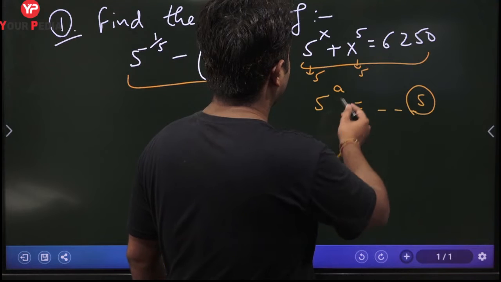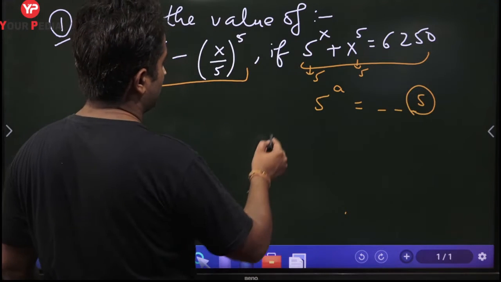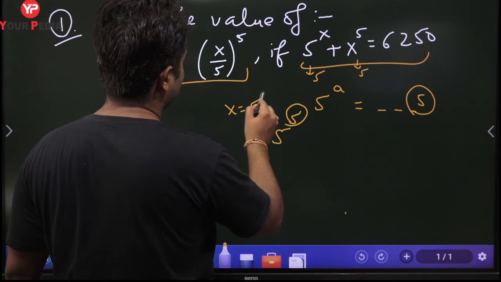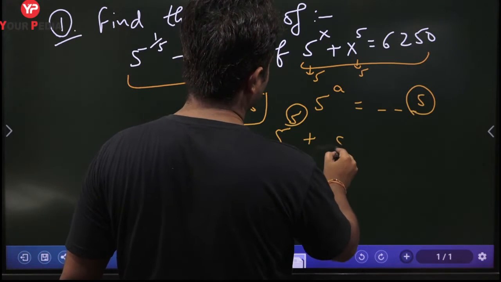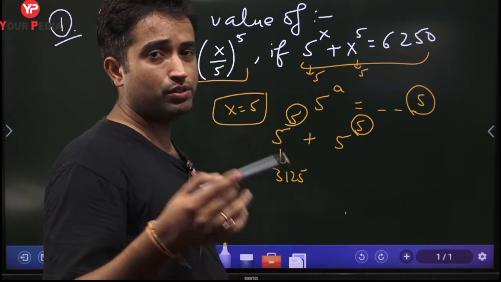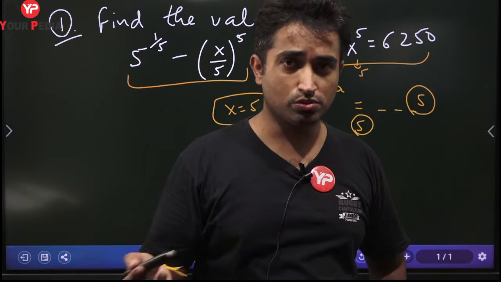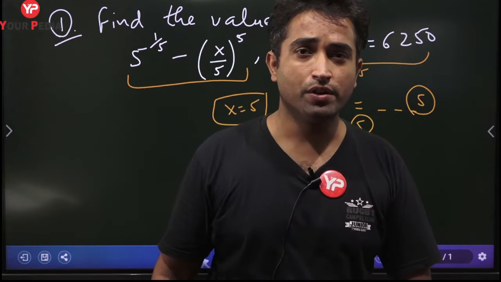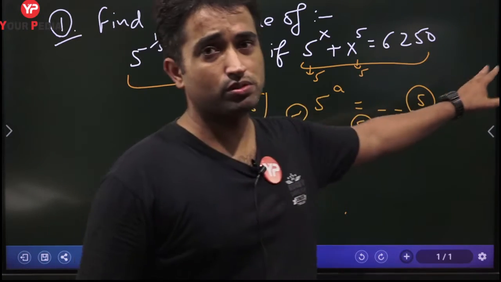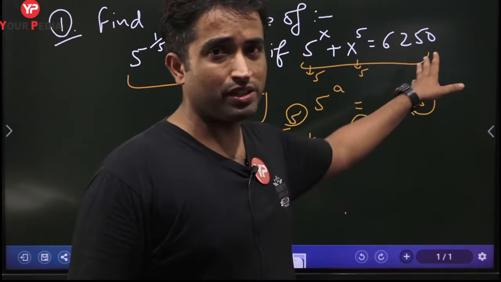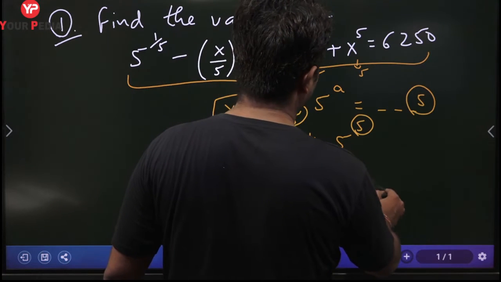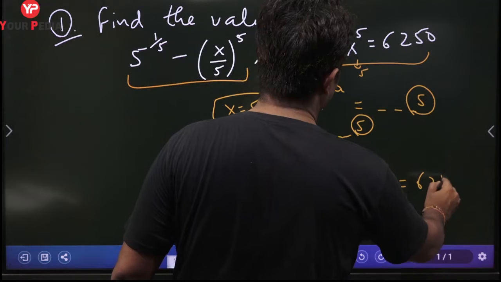Otherwise, I can also try it by hit and trial. Substitute x as 5 here and here also x as 5. 5 into 5 is 25, into 5 is 125, into 5 is 625. 5 raised to power 4 is 625. 625 into 5 is 3125. 3125 plus 3125 gives 6250. The concept involved here is unit digit addition.